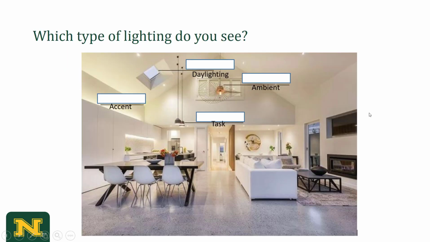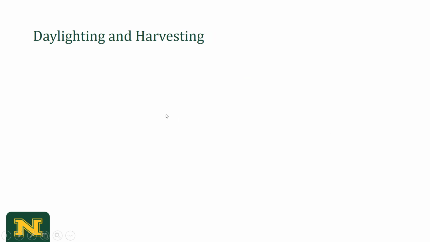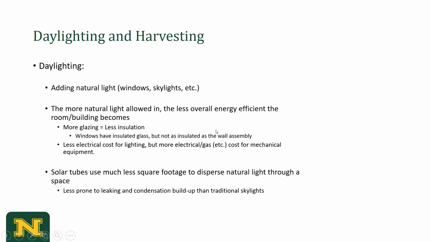The other ones, all right, so if we're looking through here, we have accent on the side, we have task looking right over top of the cooking or sink, can't quite tell what that is, and ambient is your main lighting. The other one is daylighting that we use, obviously, if we have any windows, which we obviously need to have, but using skylights, using solar tubes, stuff like that to provide additional natural light within the space. All of it gets calculated into how much that individual room needs. So daylighting and daylight harvesting.